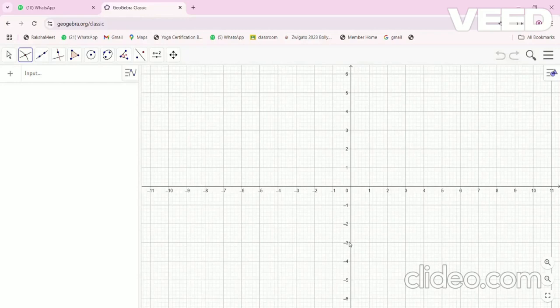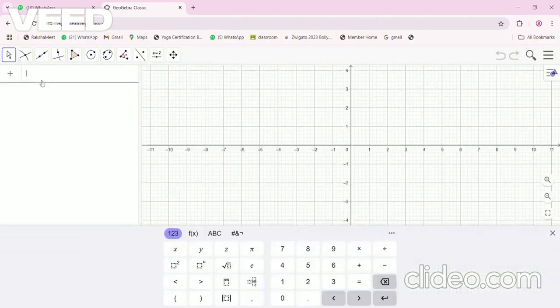Hello friends, let us see the quadratic polynomial, the geometrical representation of a quadratic polynomial. So the general form of the polynomial is ax square plus bx plus c. I will take here one example.